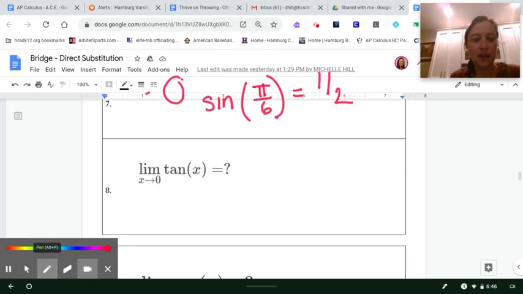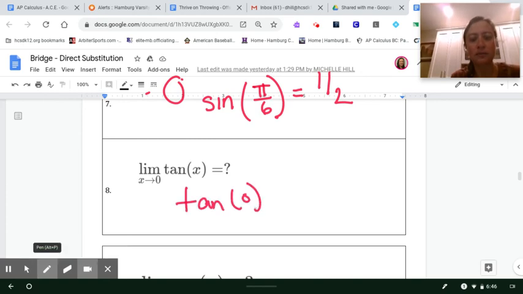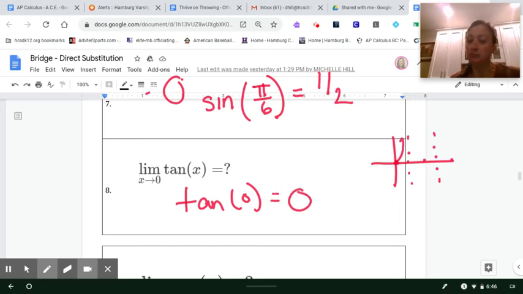Next one, substitute 0 into x. So I've got that tangent of 0. And again, now 0 is not on my table of values, but it is on my graph. So you go back and you think of tangent at 0. Remember, they alternate. It goes 0, asymptote, 0, asymptote, 0. At 0, the tangent of 0 is 0. And that's it. Direct substitution.